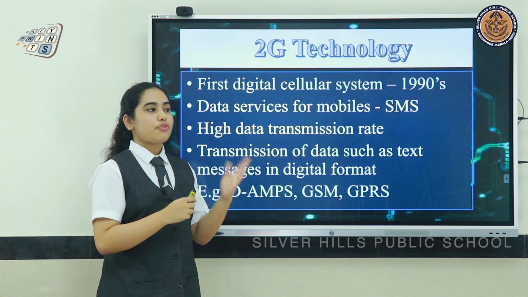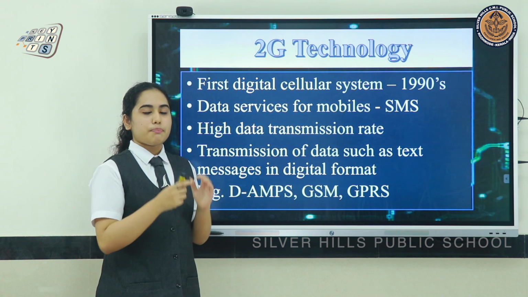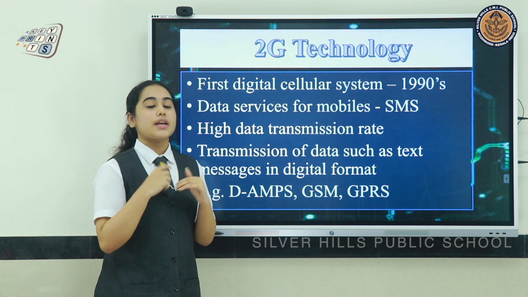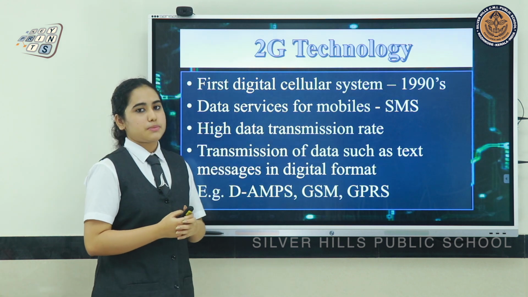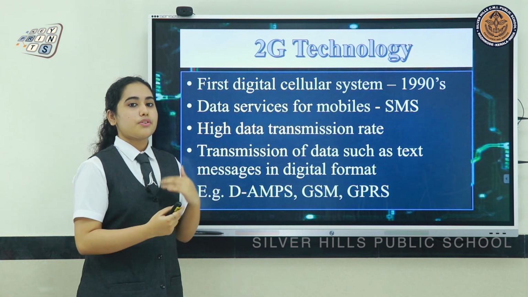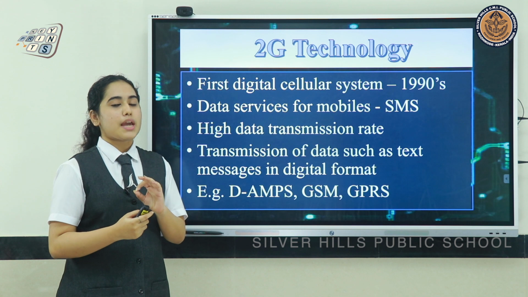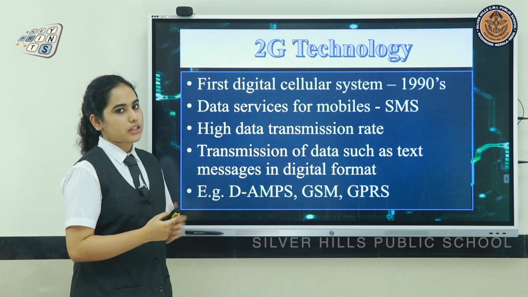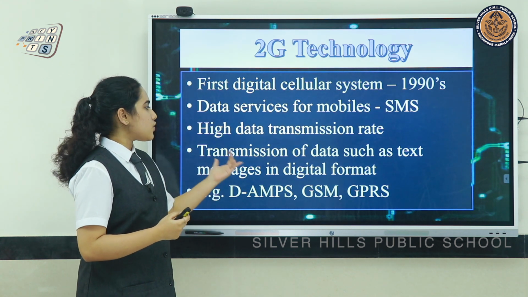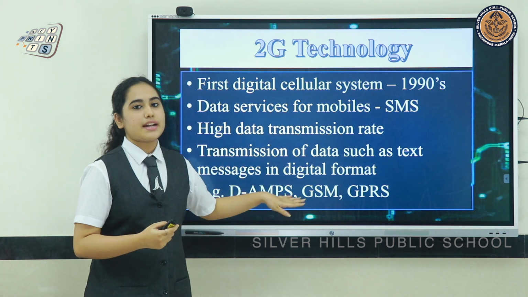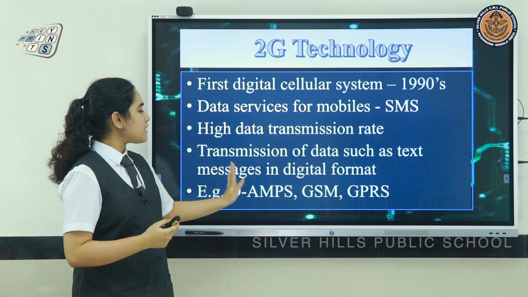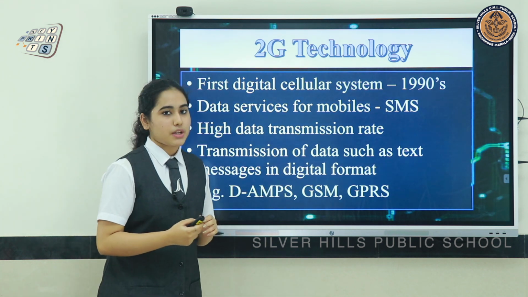Of course, we have seen pictures of 2G mobile phones. It had a screen, which means we can send SMS text messages, and it had a high data transmission rate. The transmission rate of 1G technology was 2.4 Kbps. We will see what the speed of 2G technology is. Transmission of data such as text messages was possible, and it was sent in digital format. Examples are D-AMPS, GSM and GPRS.